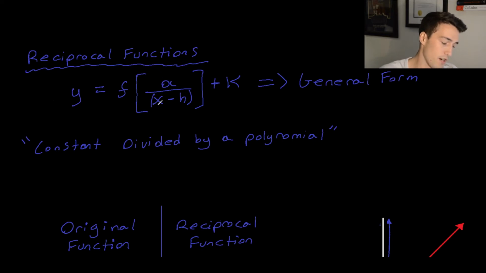Here we're going to go through a reciprocal function, and this basically takes on the form y is equal to a over x minus h, and then plus k. So this is the general form. Again, these variables will be a lot more clear when we go through an example, but it's basically a constant divided by a polynomial. That's how I think of it, and that's how I think you should think of it.